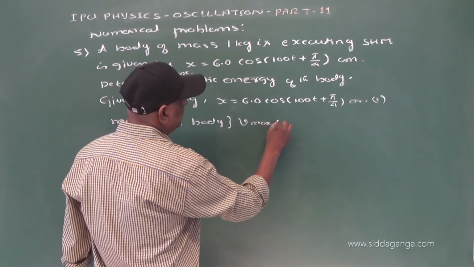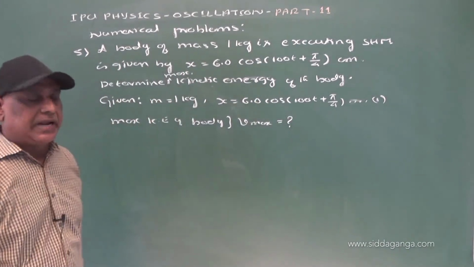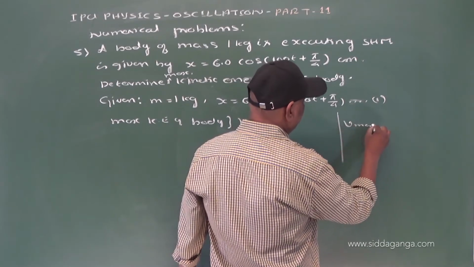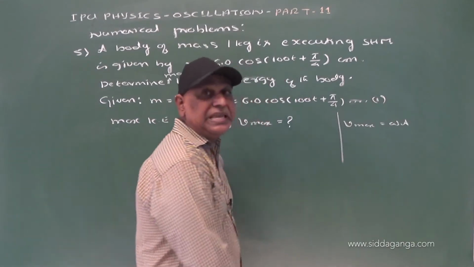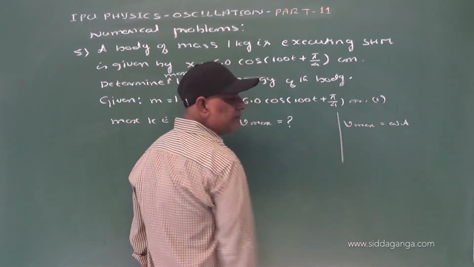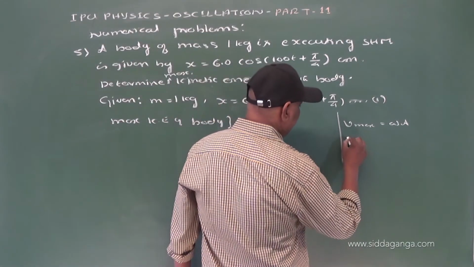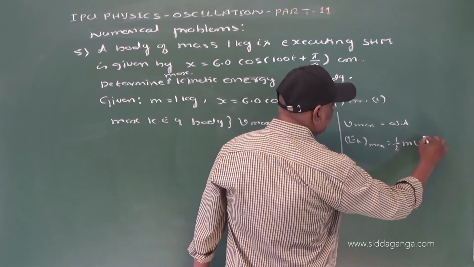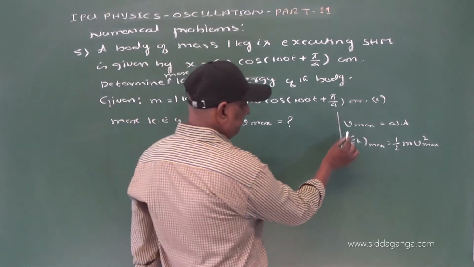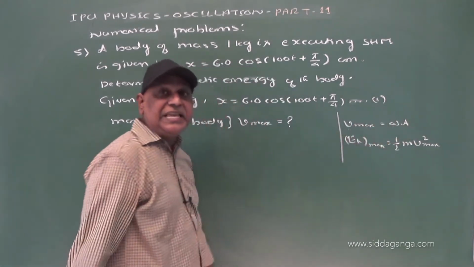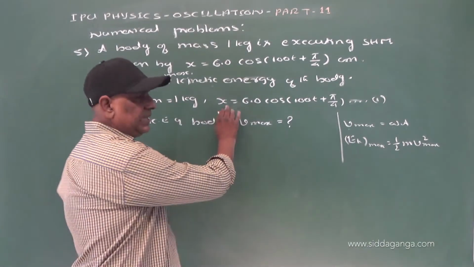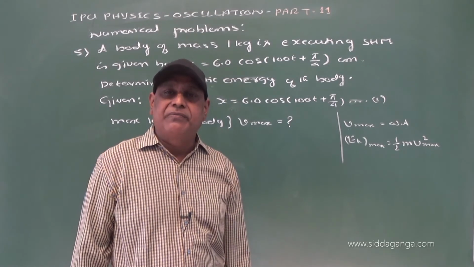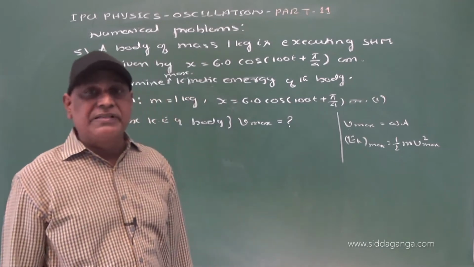So V maximum is equal to what? Now we have V maximum is equal to omega into A. While finding A and omega, we can find V maximum. And kinetic energy maximum becomes half m V maximum square. So we need to find V maximum. For that we need to find omega and A. How to find omega and A? This equation of simple harmonic motion gives all information about the simple harmonic motion. That means it gives information about amplitude, time period, frequency, etc.